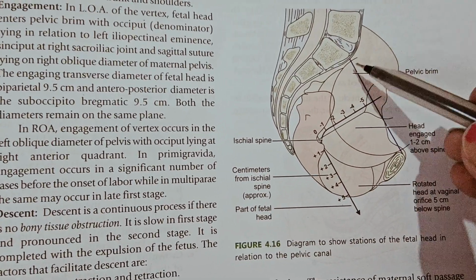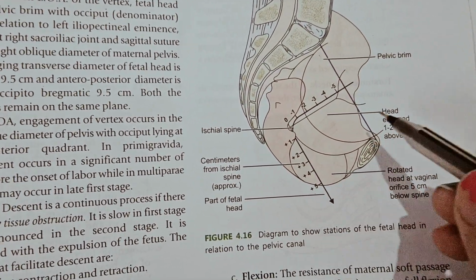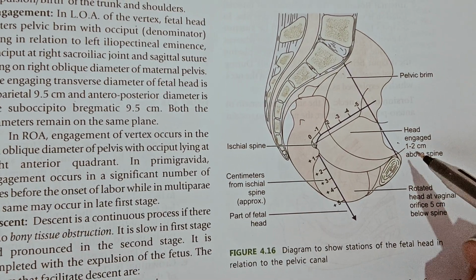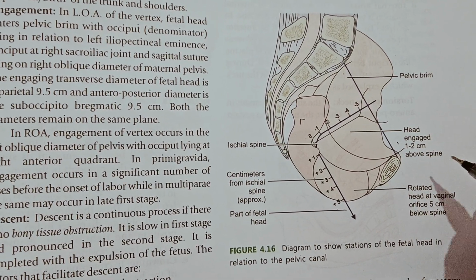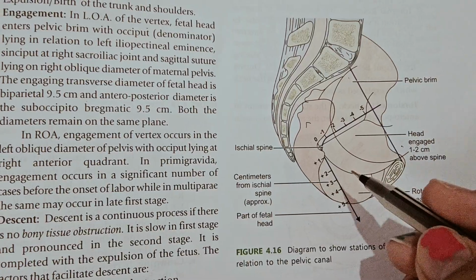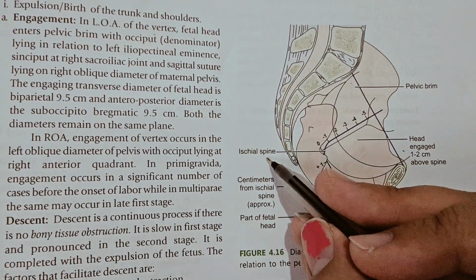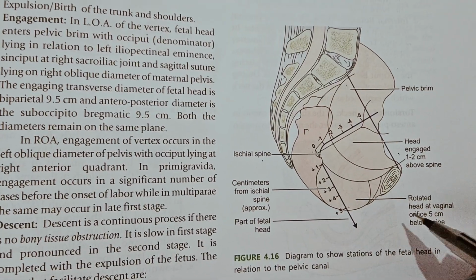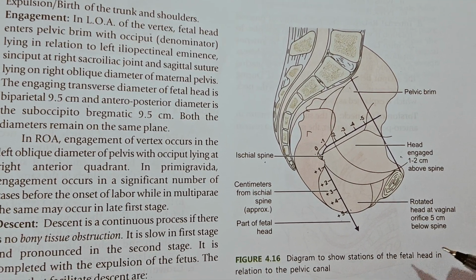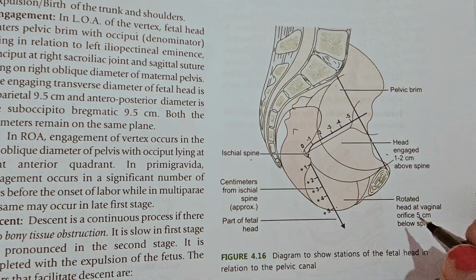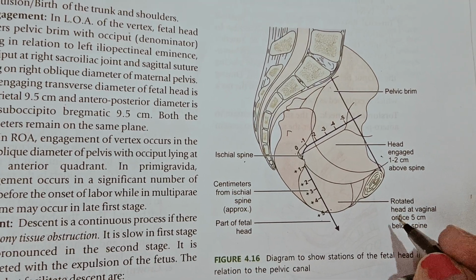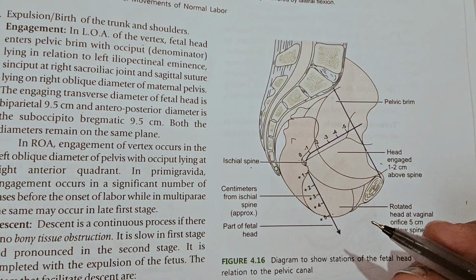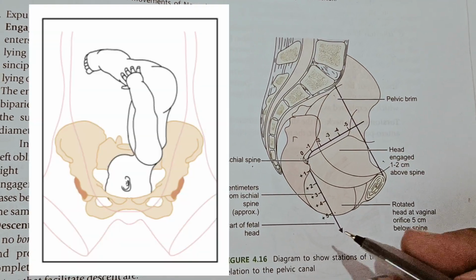As you can see, this is the pelvic brim, the inlet part, and the head is engaged 1 to 2 centimeters above the spine. This is the starting phase, as I told you before. These are the stages of engagement: first it comes in partially, and then it covers the whole ischial spine at 0/5 degree, which is called complete engagement. This is a part of the fetal head. With rotating motion, the rotated head reaches the vaginal orifice 5 centimeters below the spine. Now what experience is this? As I explained before, the belly drop experience.